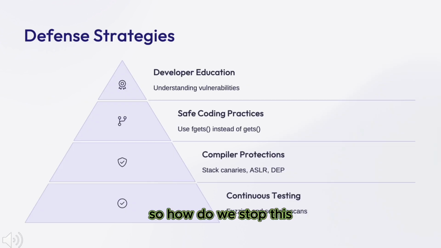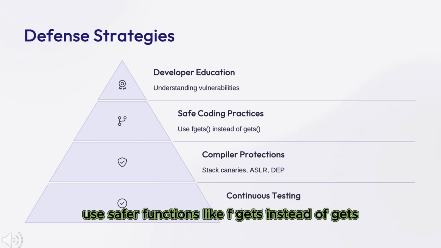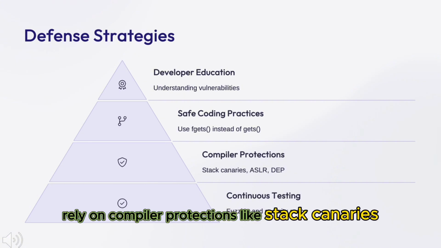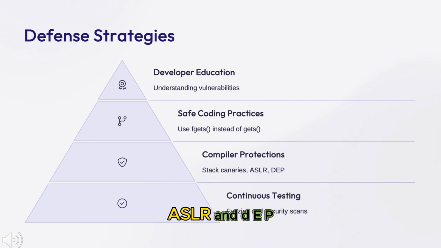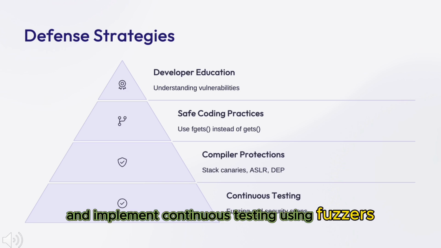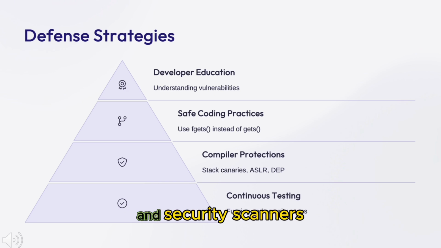So how do we stop this? Educate developers about these risks. Use safer functions like fgets instead of gets. Rely on compiler protections like stack canaries, ASLR, and DEP. And implement continuous testing using fuzzers and security scanners.